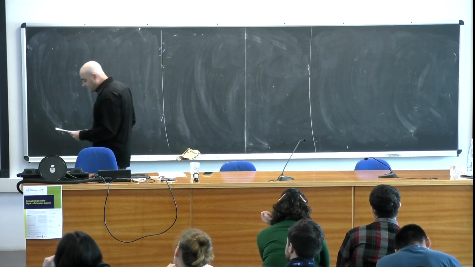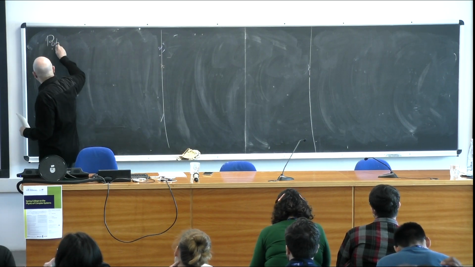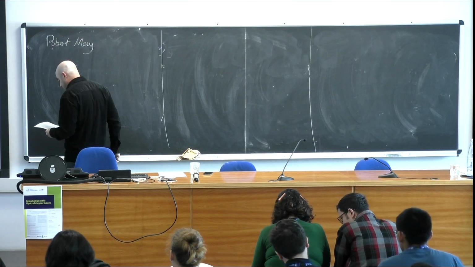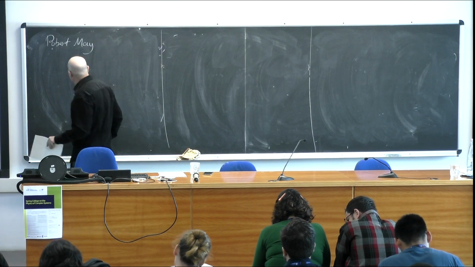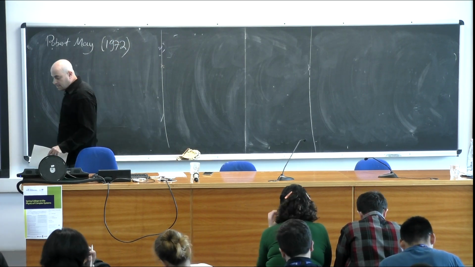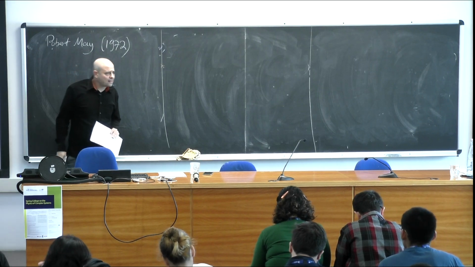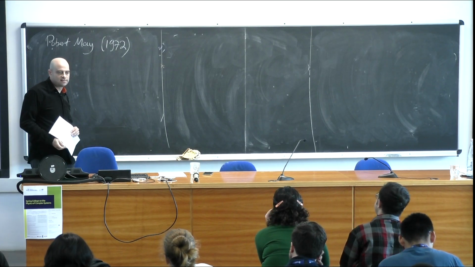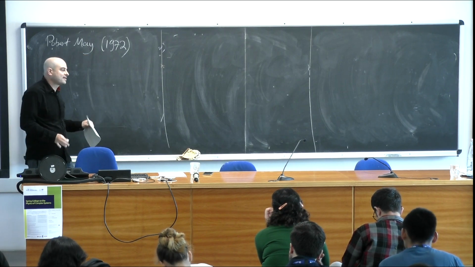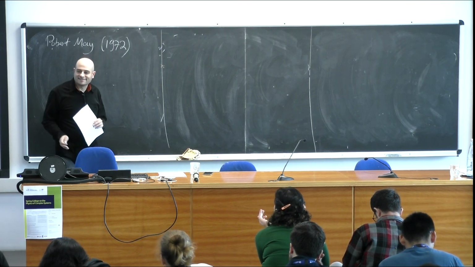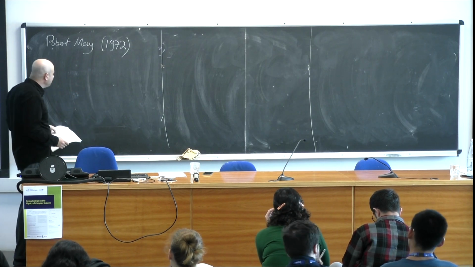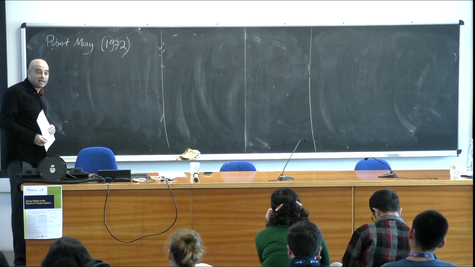Okay, so we go back to Robert May. He wrote a seminal paper in 1972. Again, this is one of the papers that is really worth reading. This is like a 2-page paper in Nature, right? With basically 2 equations, okay? But highly influential, right? So let me give you a little bit of background.